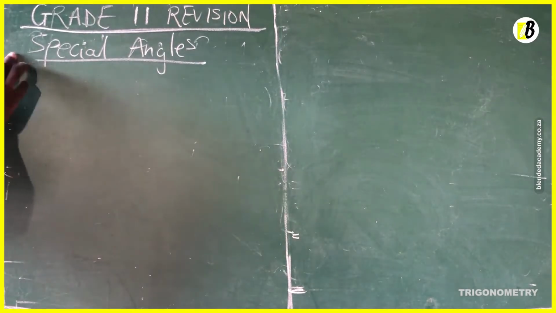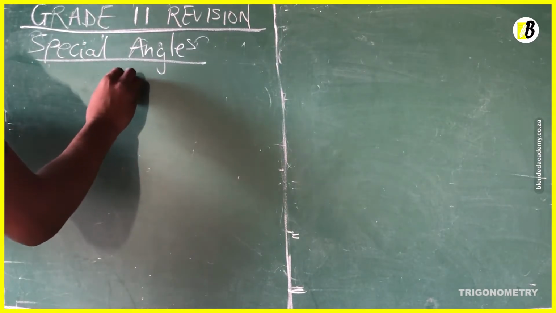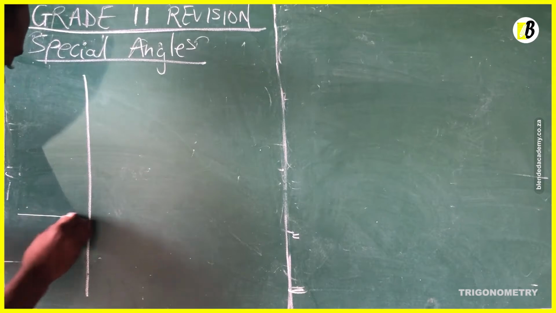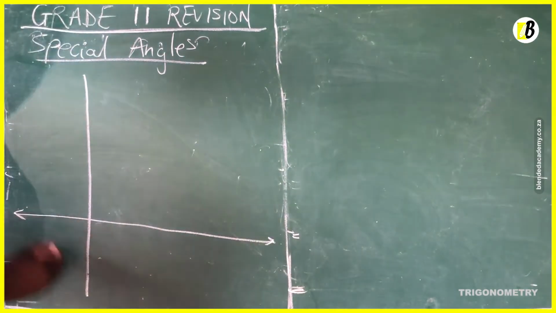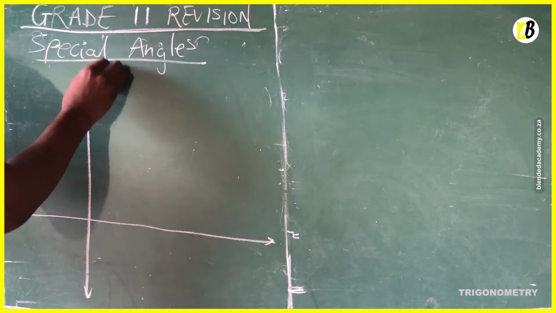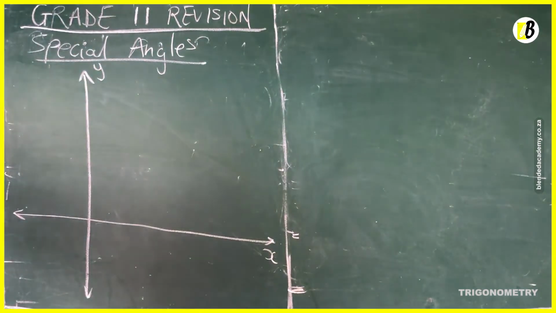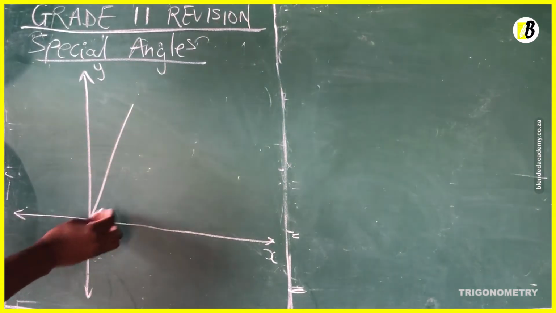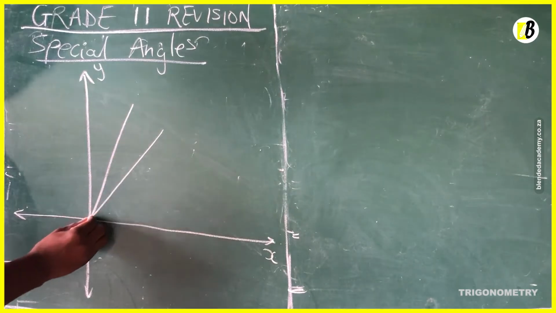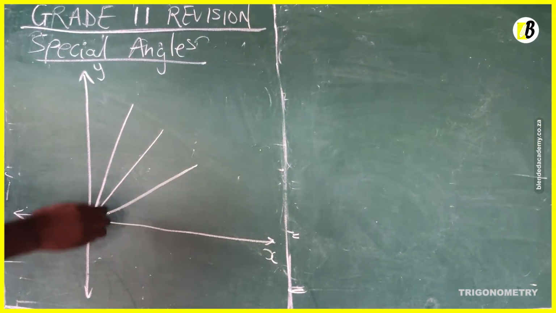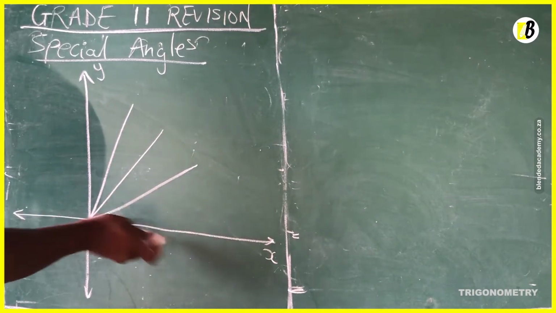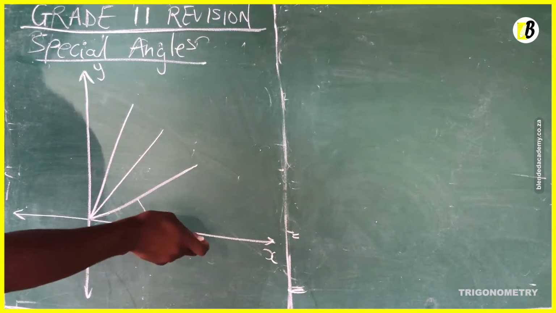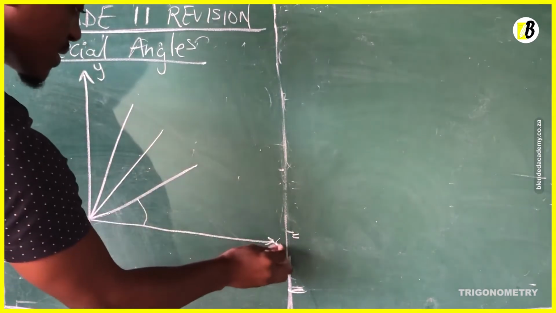So in order for you to remember different solutions when dealing with special angles, you need to draw a diagram. This diagram is a Cartesian plane, where we're going to have our x and y coordinates and then different angles corresponding to different values of our x and y coordinates. Now we're going to draw different lines at different angles. Remember we're measuring these angles in an anti-clockwise direction from the 0 degrees line.